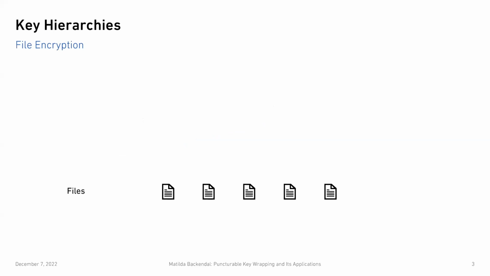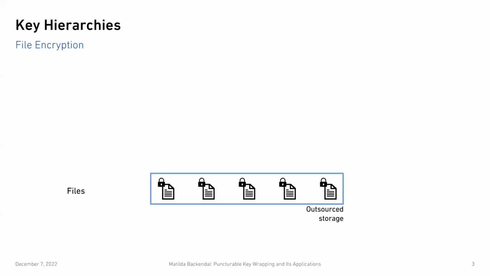To take a concrete example, let's look at file encryption. Imagine that you have a bunch of files which you would like to outsource to some untrusted storage. Since the storage is untrusted, you probably want to encrypt your files first. To do this and still adhere to best practices of key separation, you probably want to generate a unique data encryption key per file to encrypt each file separately. However, you're now stuck with a bit of a key management overhead because you have to store all of the data encryption keys in some protected storage.